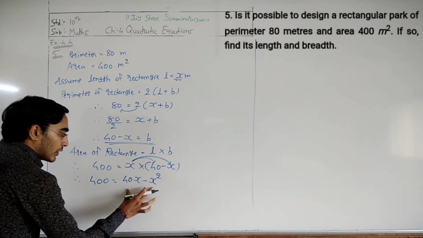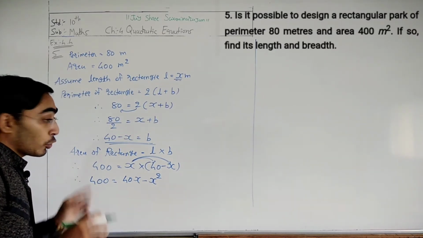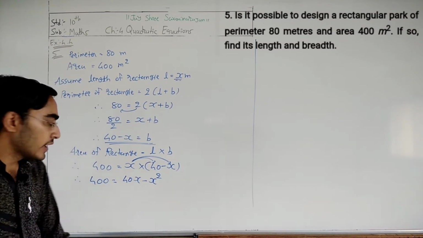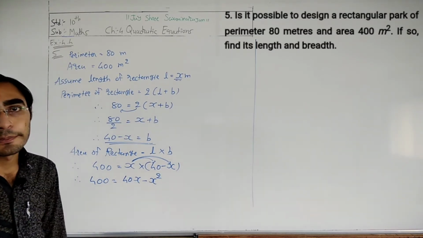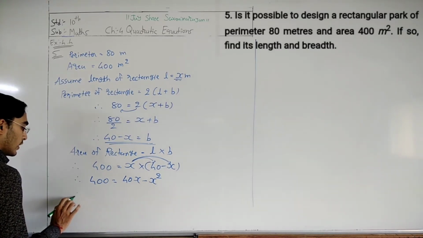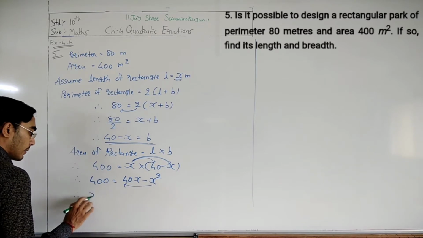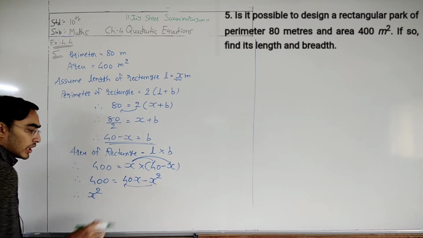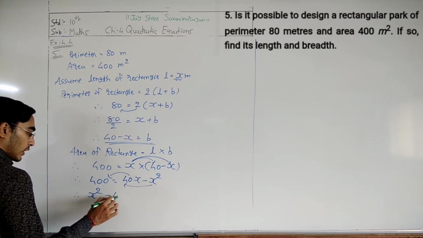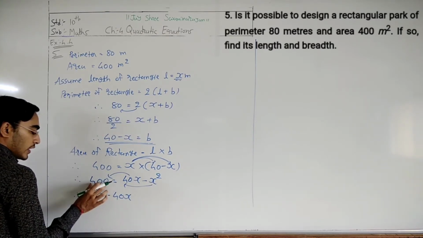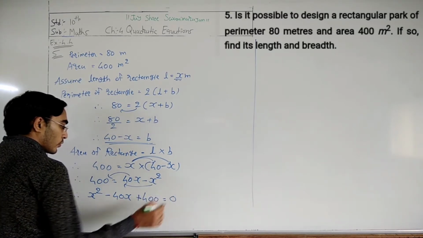It means that all the terms we need to transfer to the left hand side, because we want all terms on the same side and x square positive. So if we transfer this x square to the left hand side, it becomes plus x square. If we transfer this 40x to the left hand side, it becomes minus 40x. And here we have plus 400. So x square minus 40x plus 400 is equal to 0.